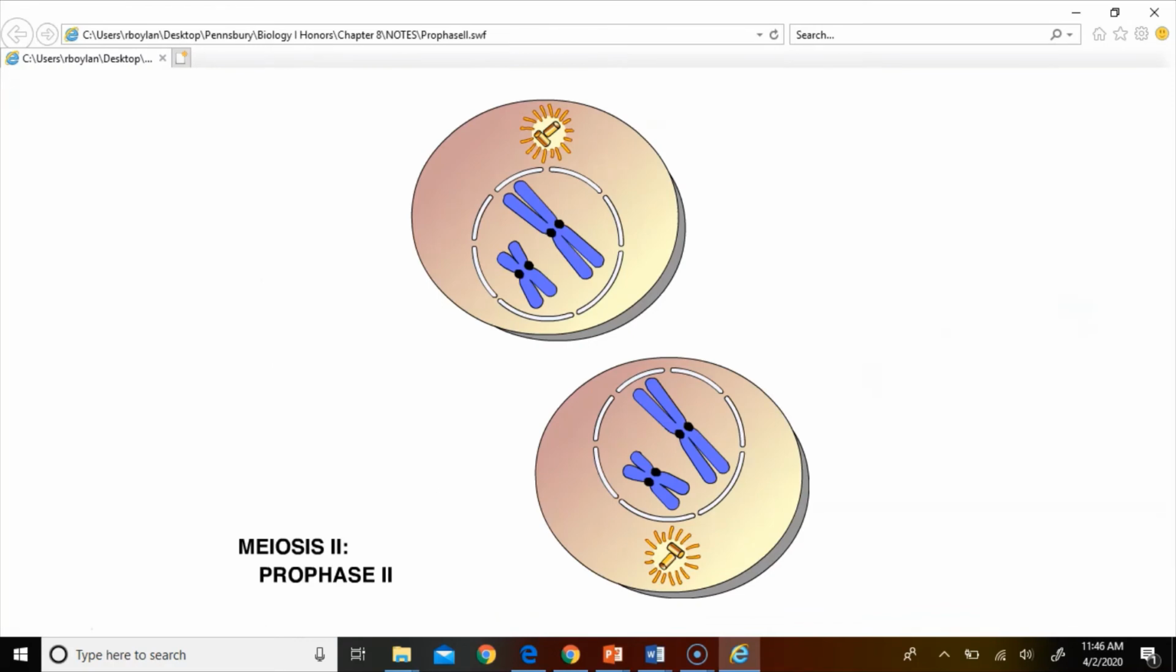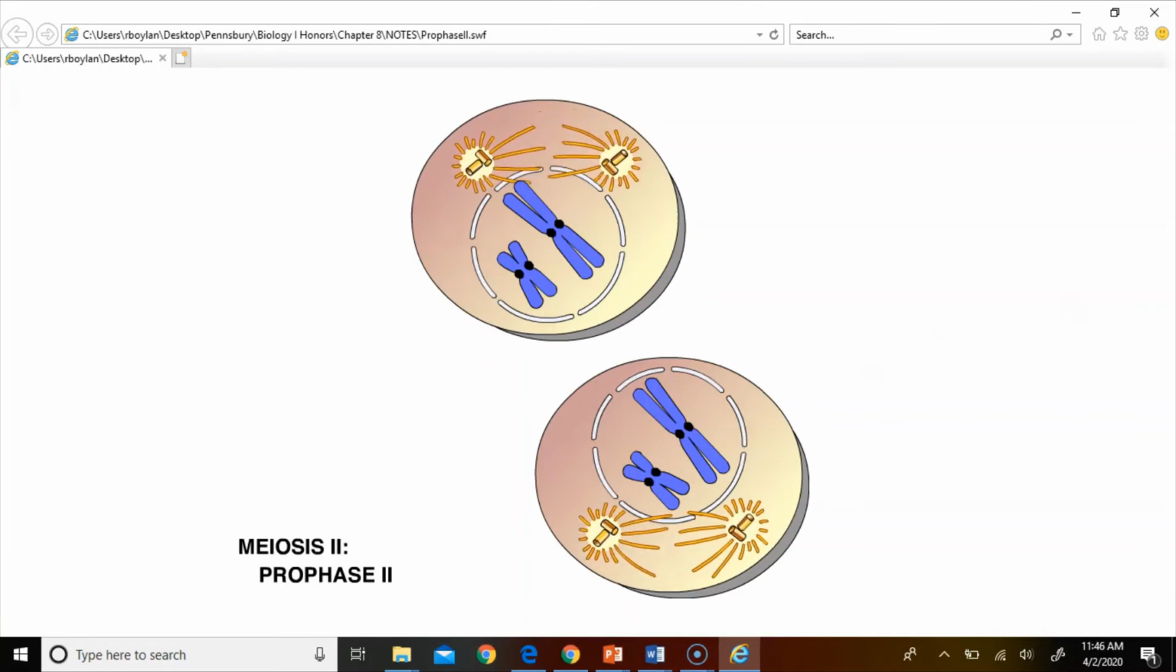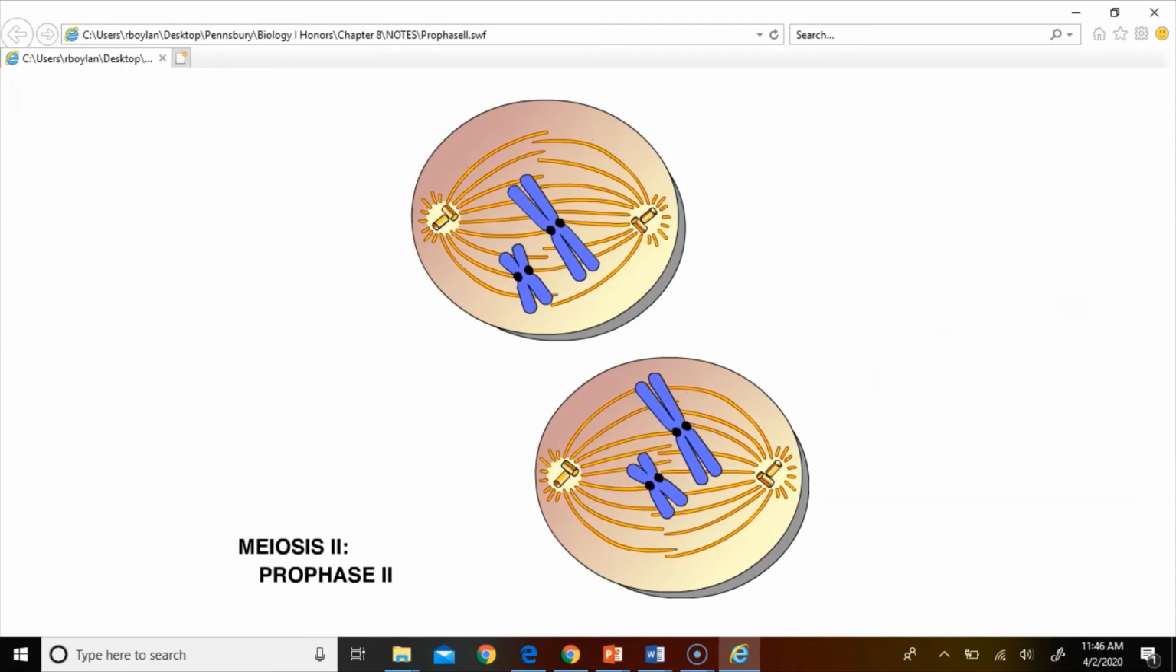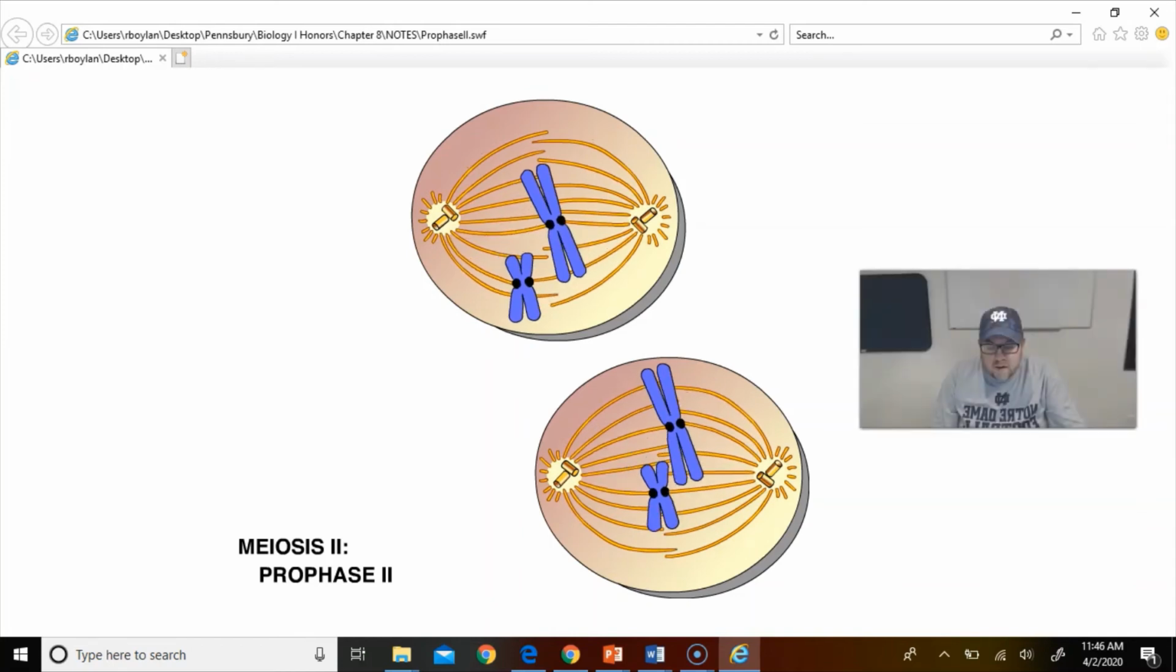All right, let's take a look. The second division of meiosis, meiosis II, is essentially the same as mitosis. The important thing to remember is that meiosis II begins with a haploid cell. During prophase II, a spindle forms in each cell, and the chromosomes move toward the middle of each cell. All right, pretty simple stuff, right? And you know what's going to come next.